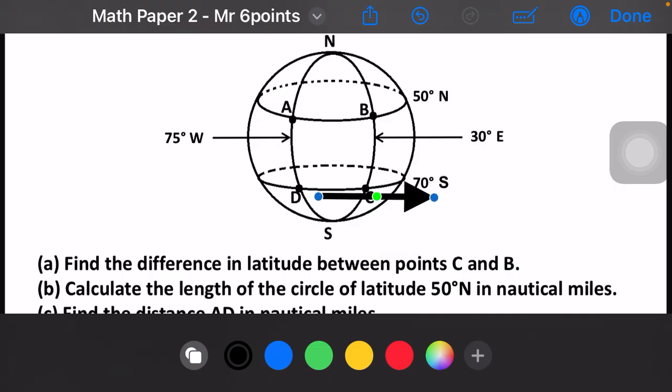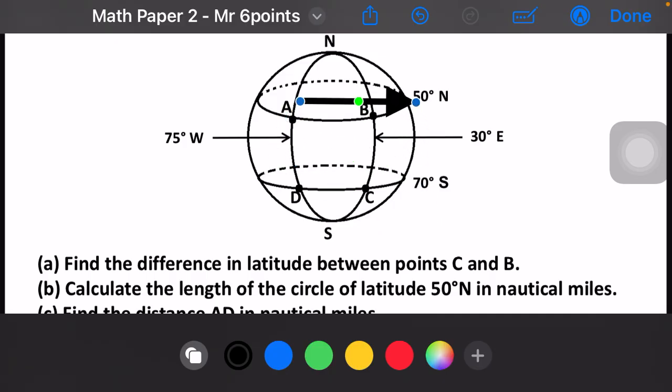So since you have identified the directions of the two points, you need to ask yourself, are these points in the same direction or different directions? Now, since they are in different directions, what do you do? You add them. But if they are in the same direction, for example, you have north and north here, you need to subtract. Hope it's clear. I repeat, when you have different directions, what do you do? You add the two degrees.